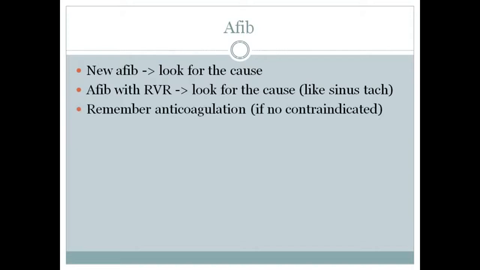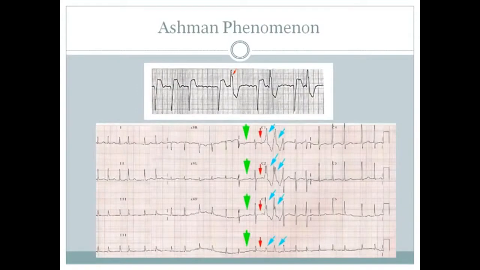Remember anticoagulation, if not contraindicated. It's a caveat in this, AFib and flutter. Rate control versus rhythm control, we're going to talk about it.